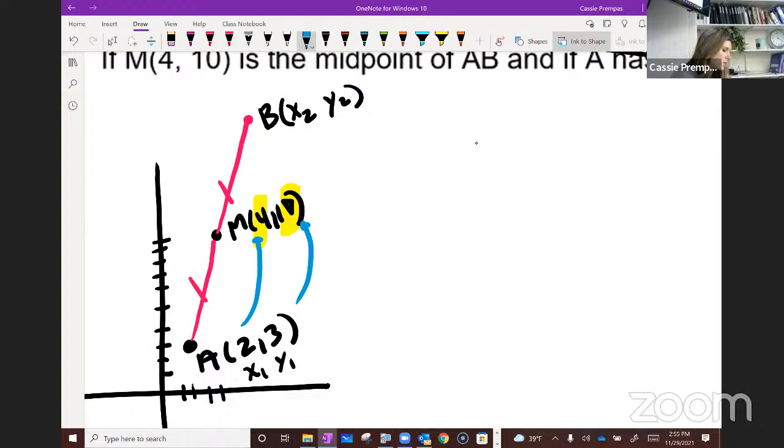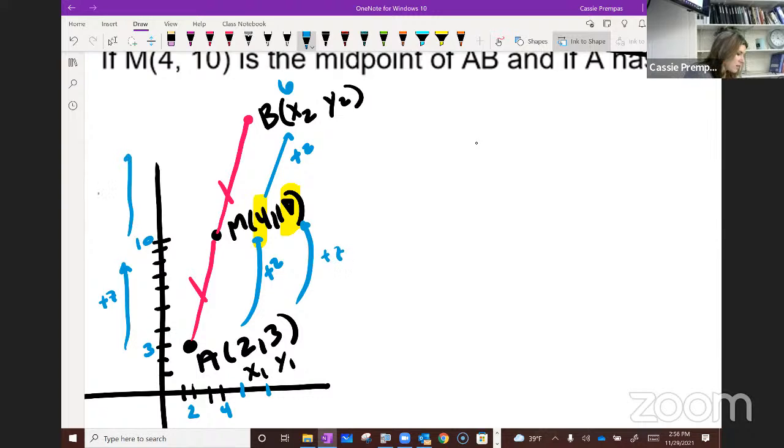Nice. So Weston's noticing that the distance from 2 to 4 is 2 units. So he said, since it's a midpoint, it has to be the same way. He said 4 plus 2, if you think in the x direction, would have to be 6. And then in the y direction, he said from 3 to 10 would be 7 units. So then he said 10 plus 7 would give you 17. And so we said the answer has to be 6, 17. He's correct. 6, 17 would work.